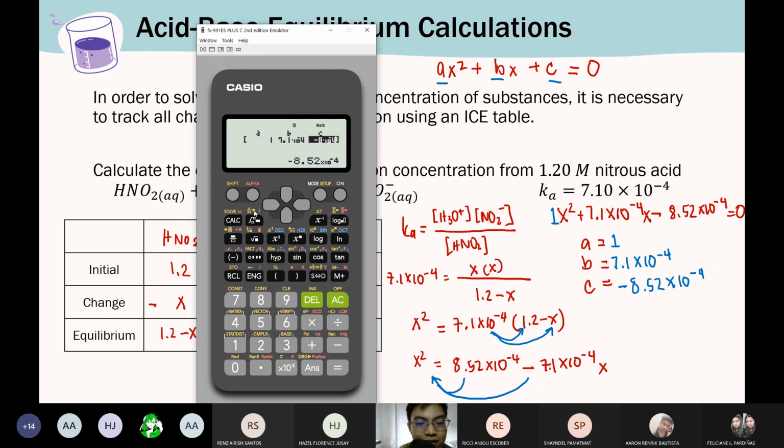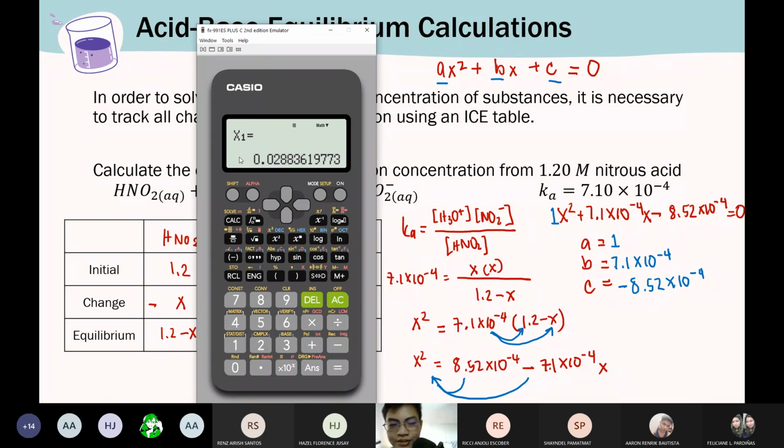Okay. So, ganun na. So, just press those numbers. 1, 7.1 times 10 raised to negative 4. And negative 8.52 times 10 raised to negative 4. So, since square ito, naka-x square siya, you have two roots, remember? Okay? Dalawa yung root. Kasi according to math, kung ilan yung degree ng polynomial mo, ganun karami yung roots. Okay? So, meaning we have to press equal sign twice.